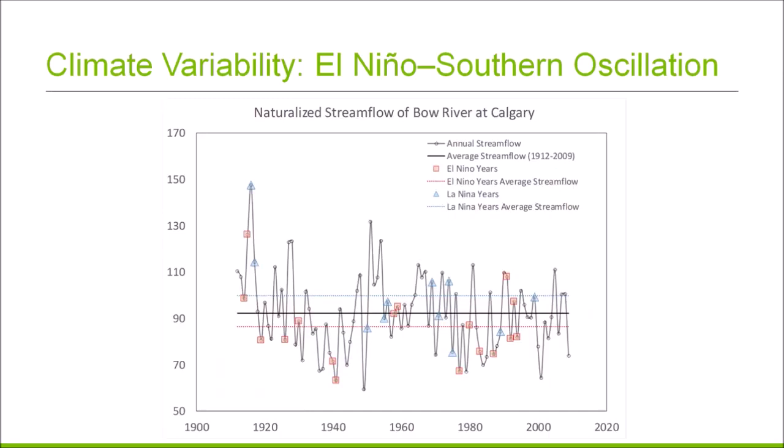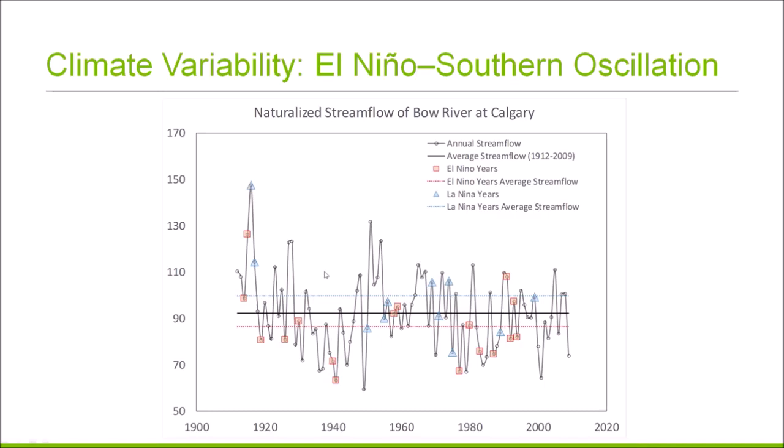Now, this is just to give you an example of how El Nino and La Nina can affect our stream flow. So this is the Bow River at Calgary. These are the mean annual flows, you can see. And then what I did, I found out which years are El Nino years and which years are La Nina years.